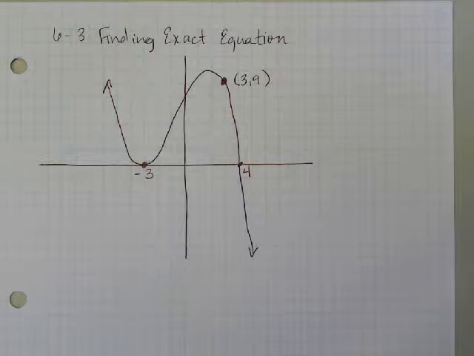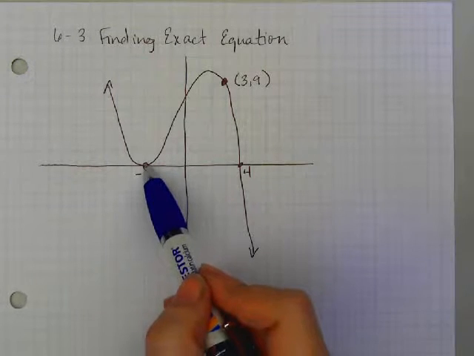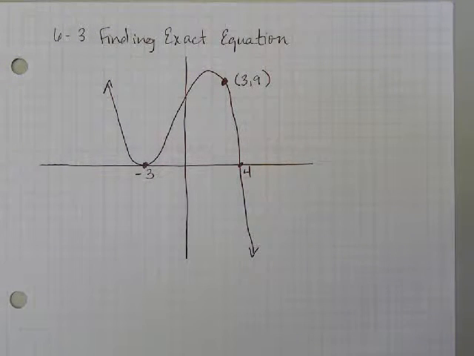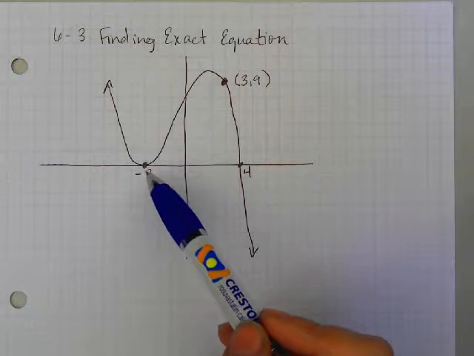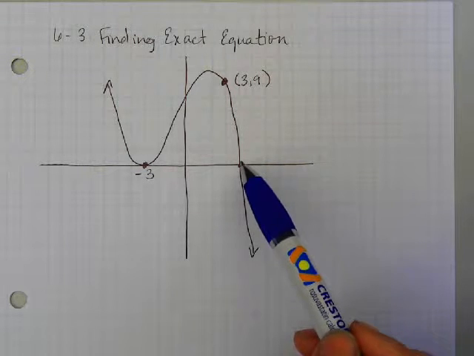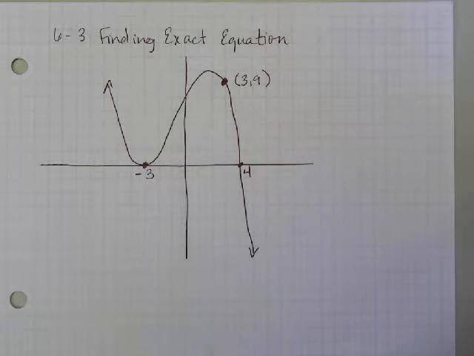When we're finding the exact equation, we're starting off based on what our roots are. Remember, roots are the same thing as x-intercepts. They might also be referred to as zeros. So we have an x-intercept at -3 and an x-intercept at 4. So we're using those to form our basic equation. So step 1 is write your basic equation.